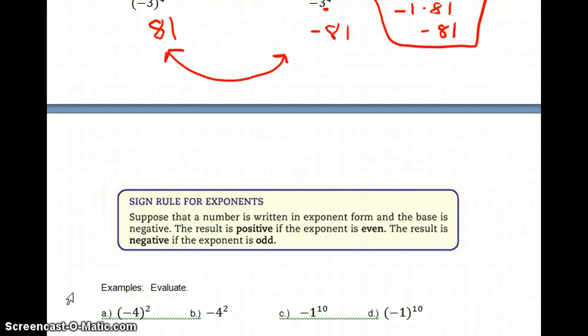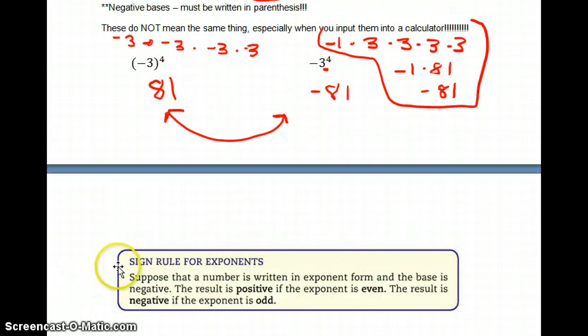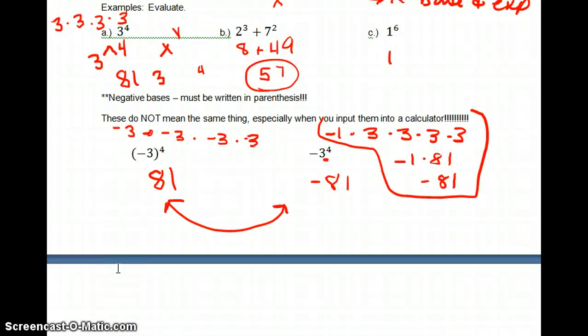Hello everyone, this is Brianne Pernick and we are now going to resume Chapter 1, Lesson 4 for Robert Morris University Math 0900. We just finished with the examples of talking about how negative bases have to be written with parentheses because it does not mean the same thing without it.